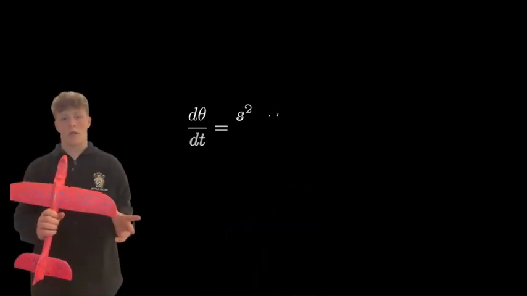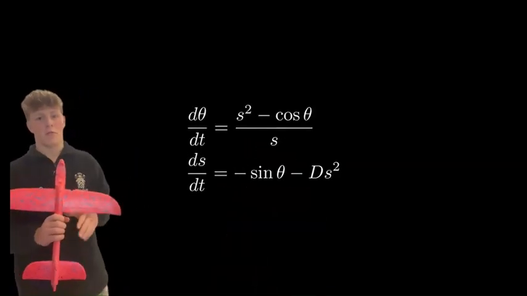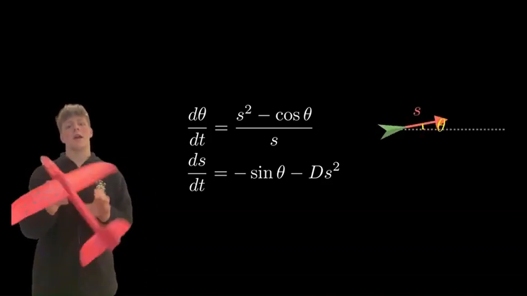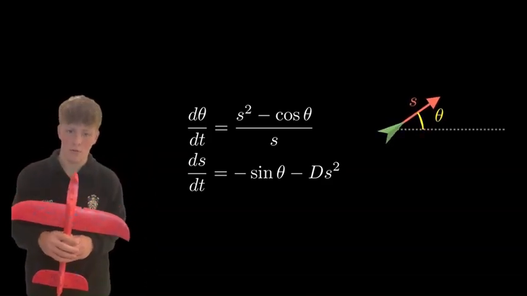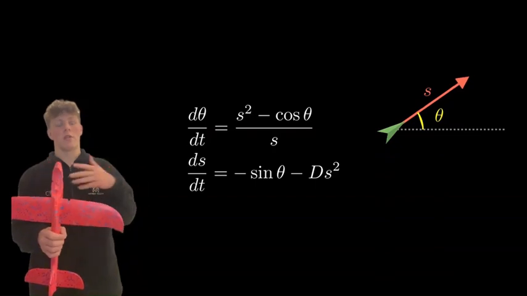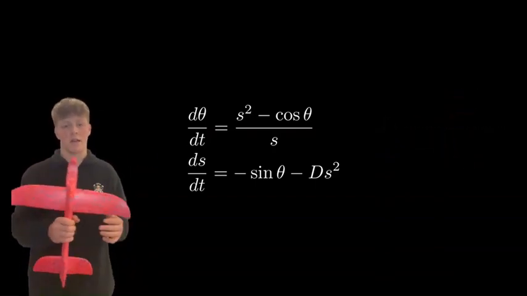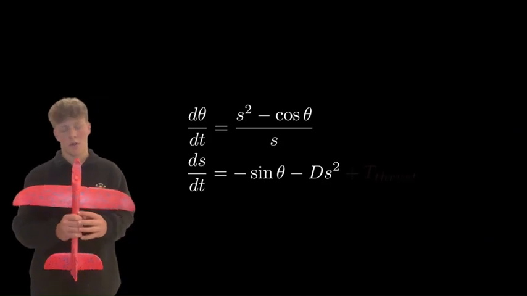In the group project, we investigated this model here, which looked at how our angle theta, the plane's angle of attack or angle to the horizontal, and its speed change throughout the flight. So to add thrust, we simply add a thrust expression T to our second equation.